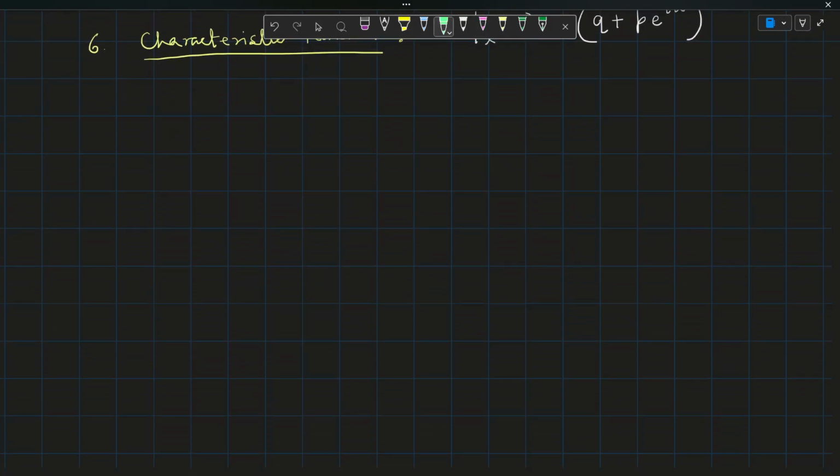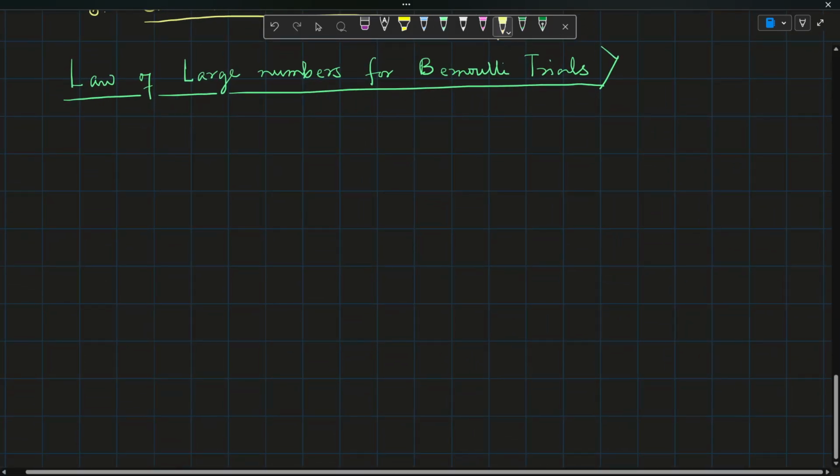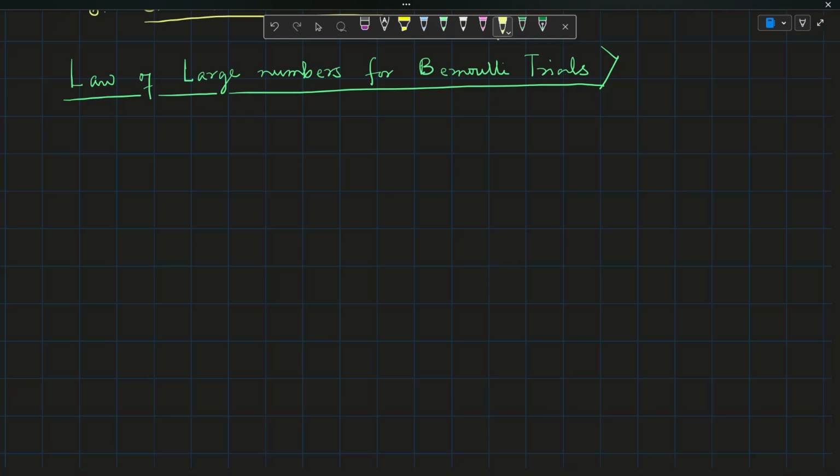Now, the next very important thing to understand is the law of large numbers in case of Bernoulli trials. We have already seen the law of large numbers in general, but how does it turn out in case of Bernoulli trials? So let's assume that the random variable is x, which of course denotes the number of successes in n Bernoulli trials, and we also know that x follows binomial distribution.